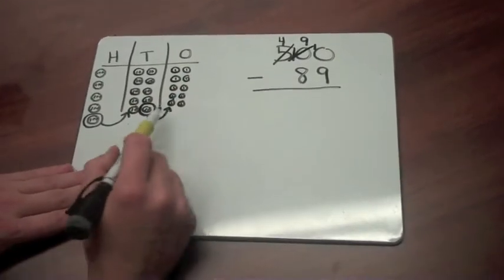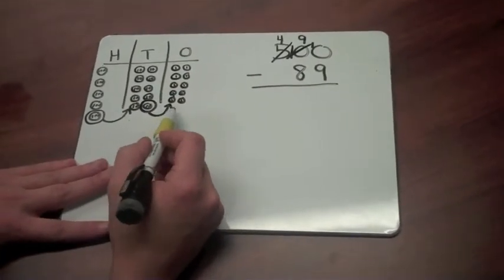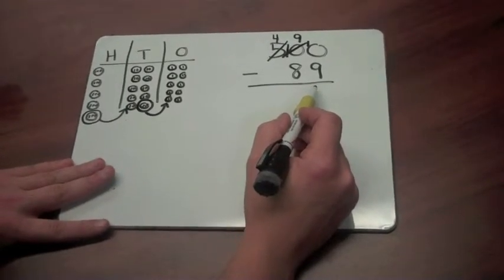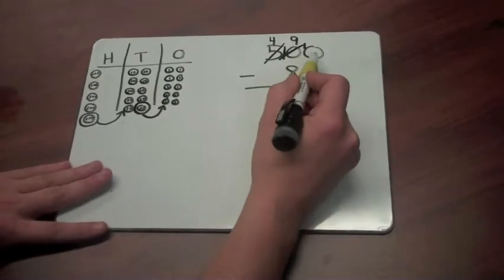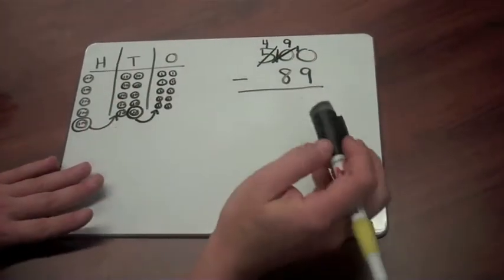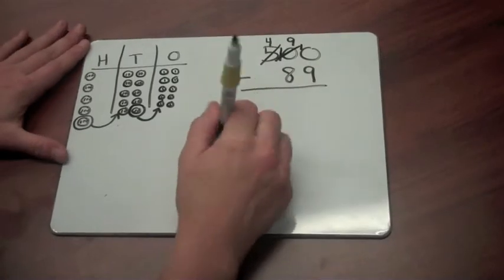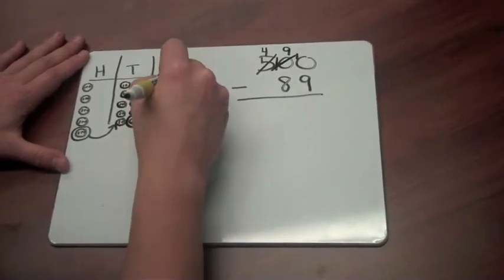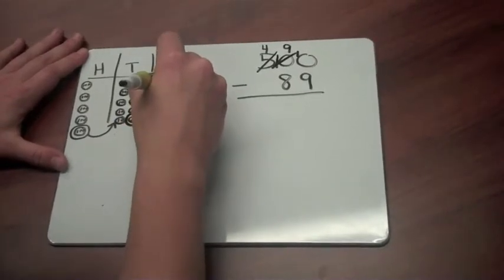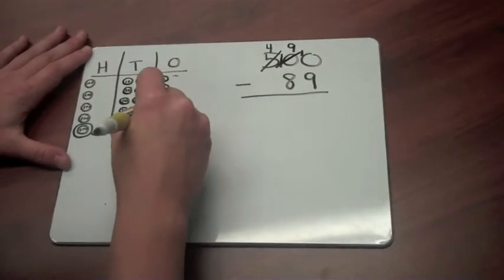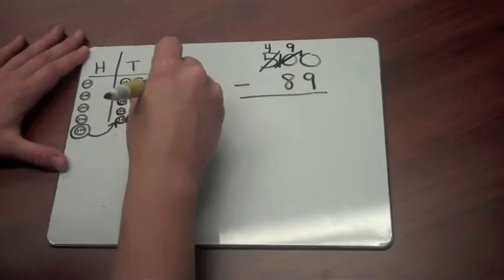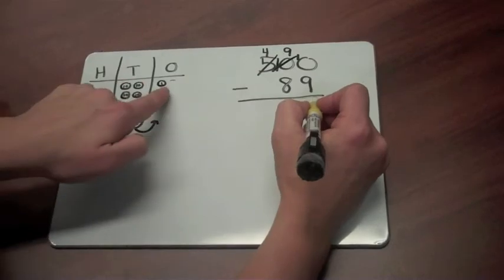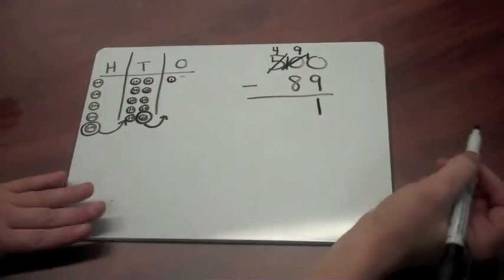So now, looking at both the place value chart and the super smart second grader formula, I know that I can subtract 9 from 10. Because I'm using a whiteboard, I'm just going to erase 9 ones. And when I subtract 9 from 10, I'm left with 1 in the ones place.